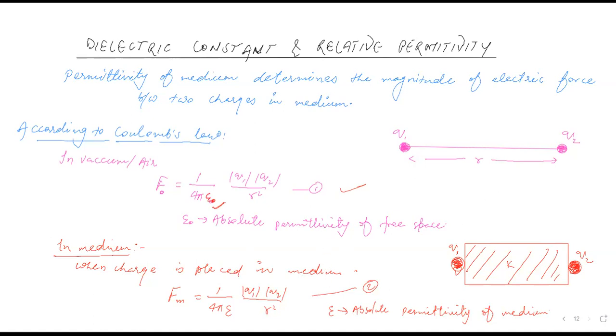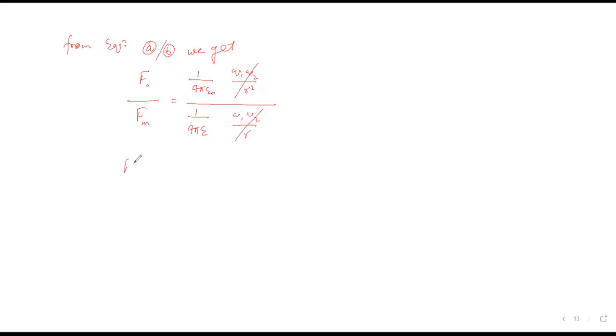From equation A over equation B, we get F naught over Fm is equal to 1 over 4 pi epsilon naught Q1 Q2 over R square, over 1 over 4 pi epsilon Q1 Q2 over R square. This part is cancelled with this part, and 4 pi is also cancelled. After transferring the values from denominator to numerator, you get epsilon over epsilon naught, which is also known as K or epsilon r.